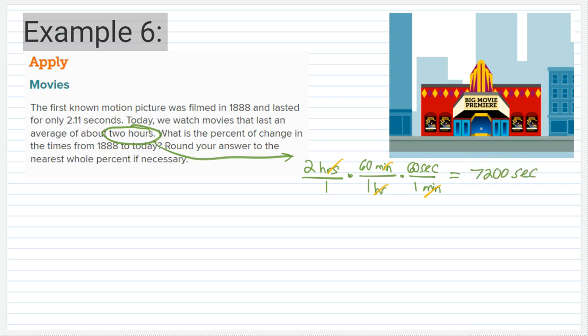Now that I have my 2 hours in the form of seconds, we can go ahead and find the change. Remember, when I am doing my percent of change, it's the percent over 100 equals the change over the original. So we have to find the change in these two values. We're going to do 7,200 minus 2 and 1/100 seconds, which is 7,197 and 89/100. Now I can plug that into my proportion.